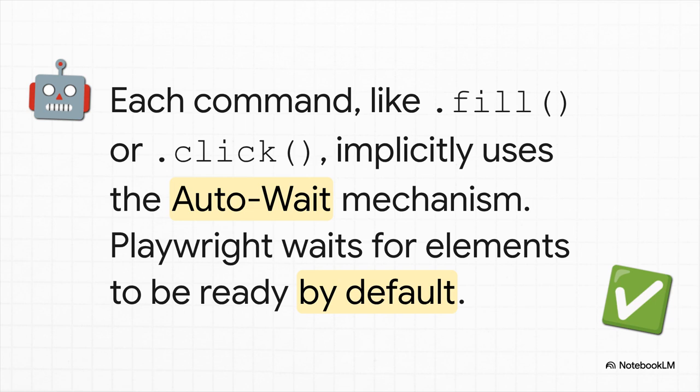Every single line here, the fill commands, that click command at the end, is secretly using that powerful auto-wait mechanism. Playwright is going to wait for the username field to be ready, fill it out, then wait for the password field to be ready, fill that out, and finally it'll wait for that login button to be fully clickable before it ever tries to press it.